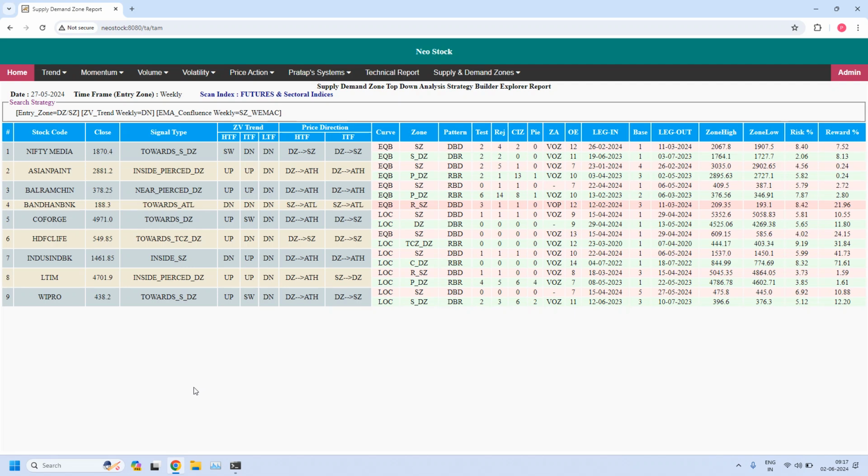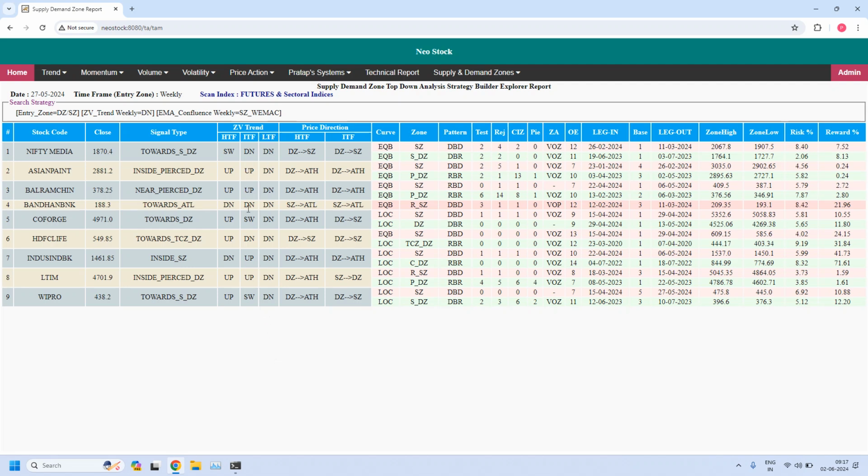Now 9 stocks are filtered. These 9 stocks are having supply zones with weekly EMA confluence, and the trend is also downtrend. See the LTF trend? By default our software considers whichever time frame you select as the LTF. Because you selected weekly, the LTF trend means this is the weekly trend.